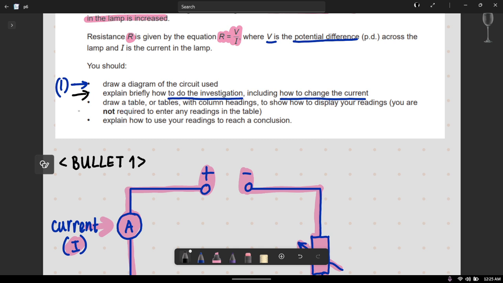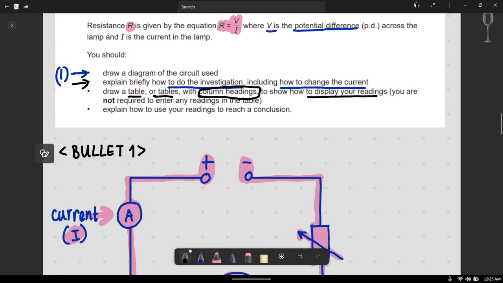You are always going to have to draw a table for this question, but it's not that difficult. Draw a table or tables with column headings. Very important. Your column headings will determine whether you get the mark or not. To show how to display your readings, you're not required to enter any readings in the table. The question is asking you to not enter any readings, so why would you want to go and enter it yourself? Just stick to what the question is saying and don't enter anything except the column headings.